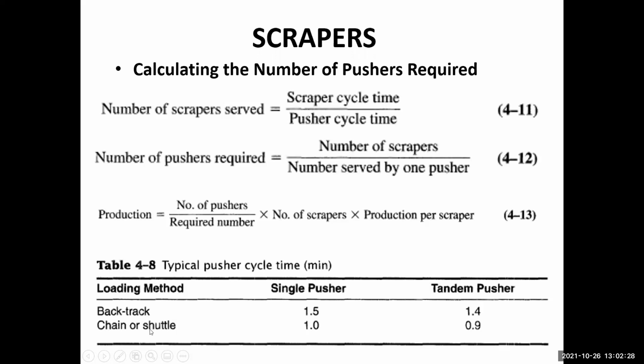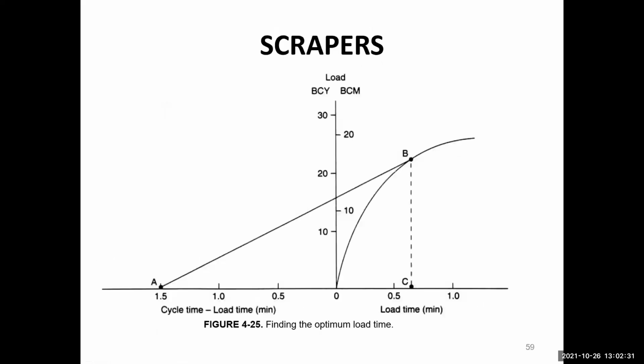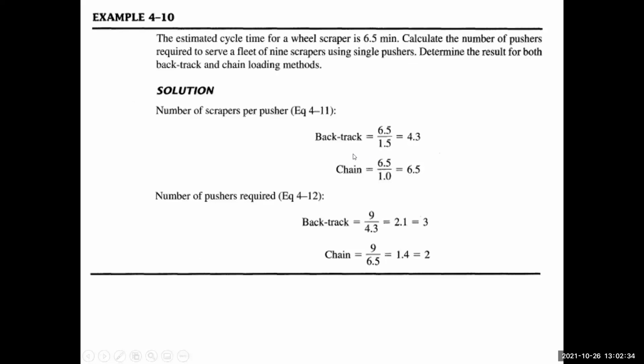And for the chain, it will be 1. So the number of pushers required, we can use these values: 9 divided by 4.3 for the backtrack, that means we will get a value of 2.1. But we will just make it a whole number. And in the chain case, it will be 2 from Equation 4-12.